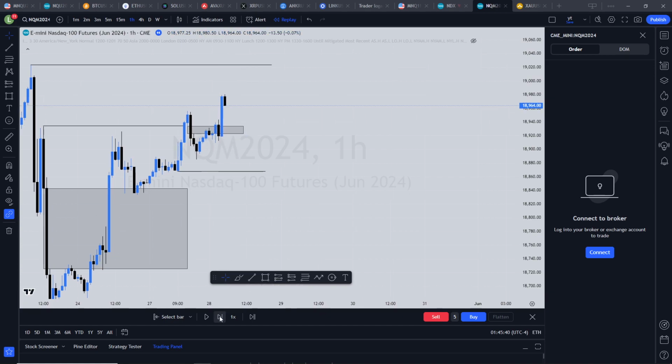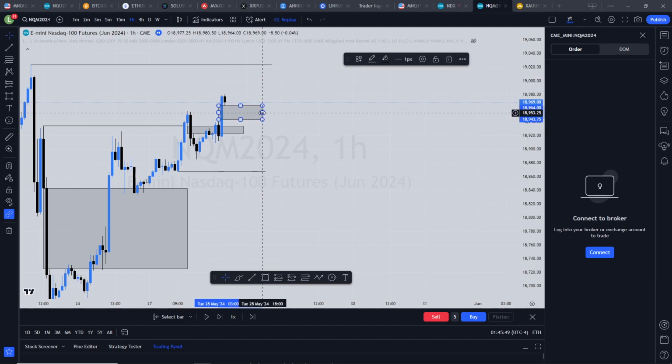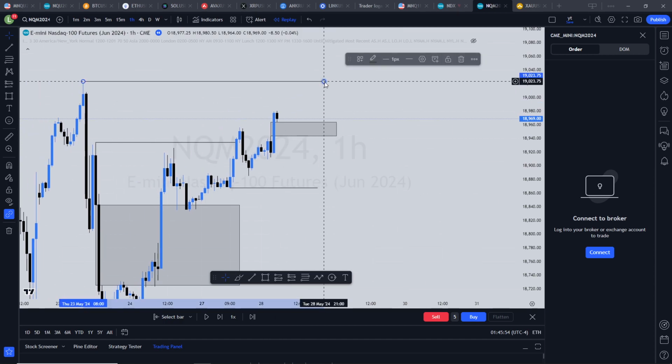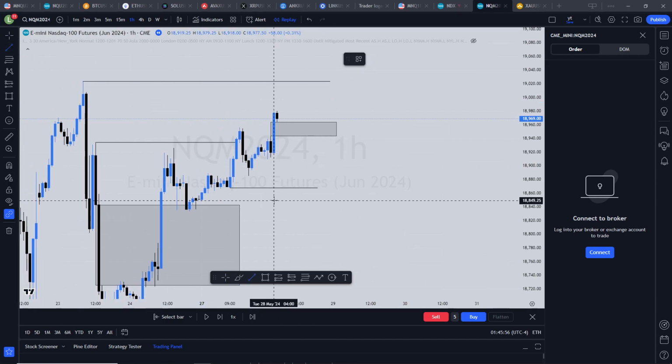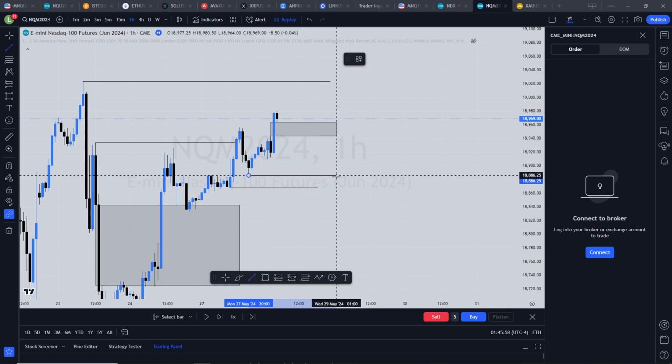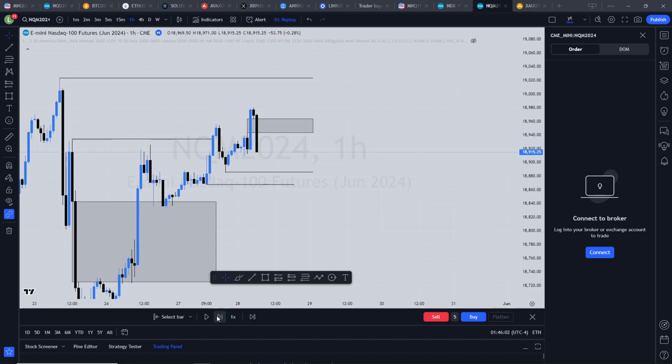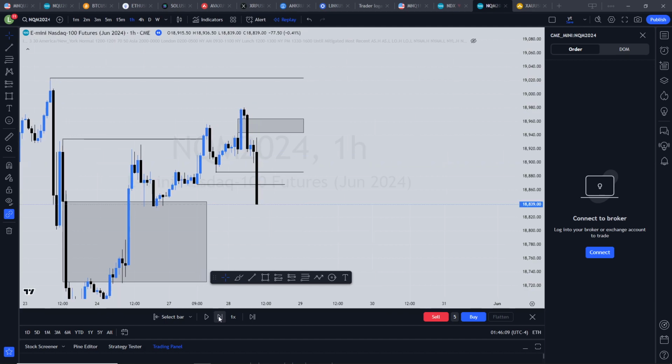So let's see what happens here. Now we get another fair value gap here. Now, again, based on the reaction to this, I'll be looking for this high here or this new low that we put here. Now, see, we inverse it. And let's see. We go through both of these.